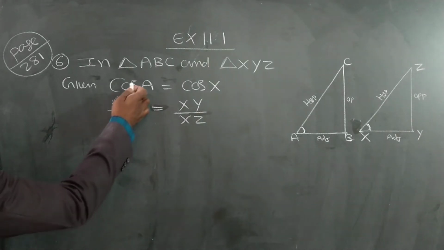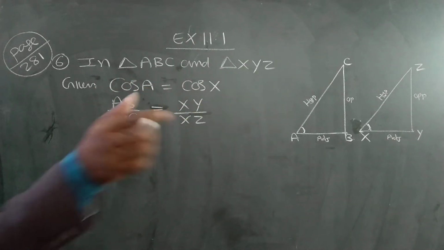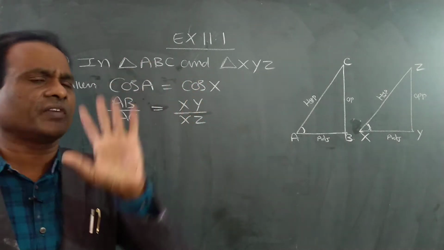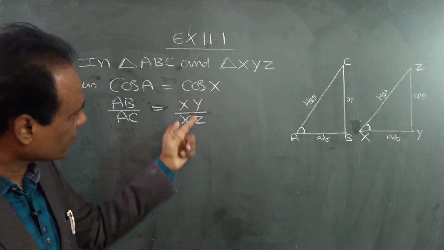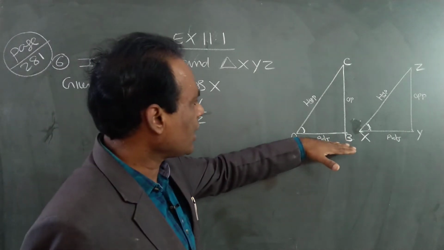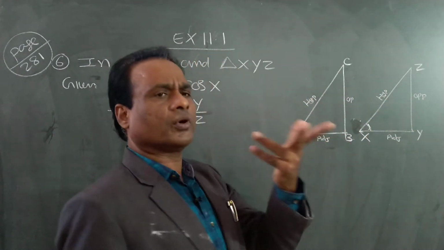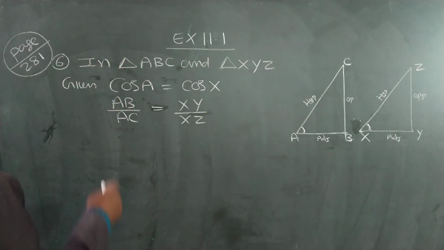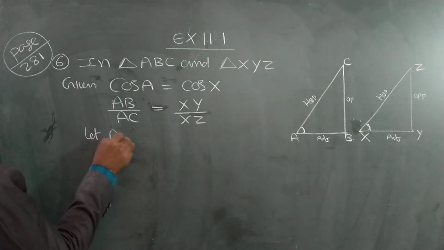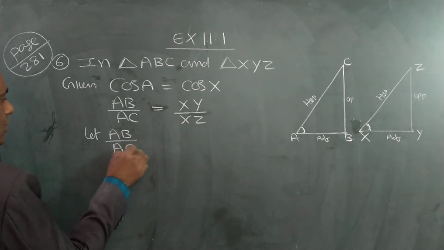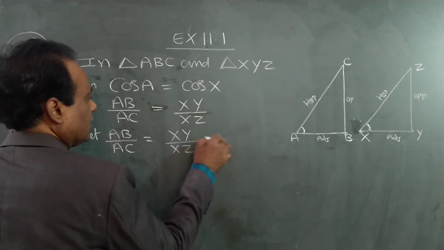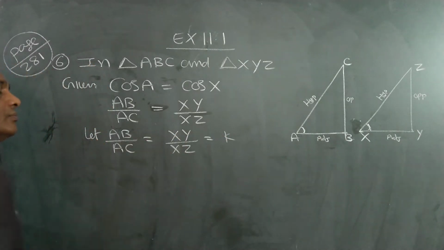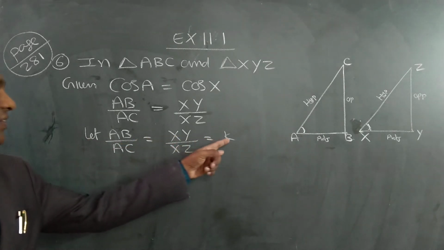Now, simply this is given in the problem. Cos A is equal to cos X is given in the problem. I wrote the definition of cos A and definition of cos X. Definition is adjacent by hypotenuse. That's all. Now, I am taking AB by AC is equal to XY by XZ is equal to some K. Let us take each is equal to K.